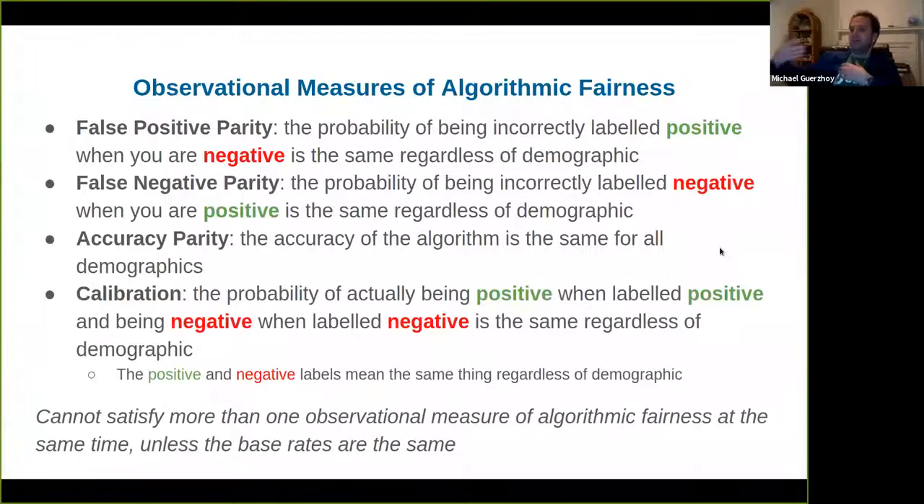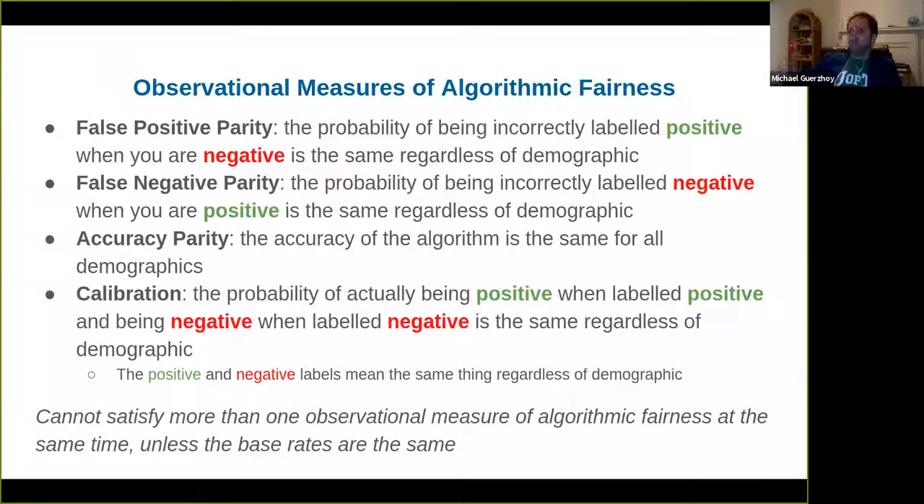So that created conversation in the algorithmic fairness community about the different ways in which you can measure the fairness of a system. So you can have false positive parity, the disparity in terms of the false positives, which is what ProPublica found. You could have false negative parity. You could have something like accuracy parity. Finally, you could have calibration, which COMPAS actually did satisfy, although it did not satisfy false positive parity.